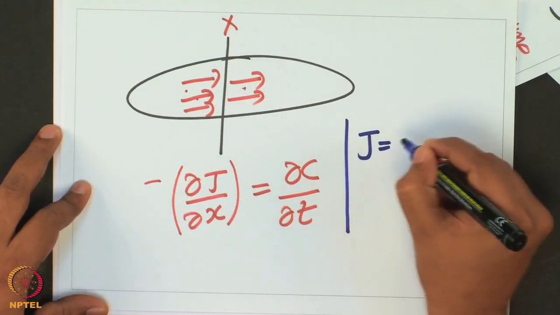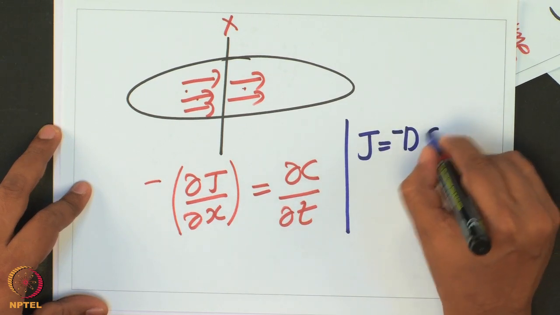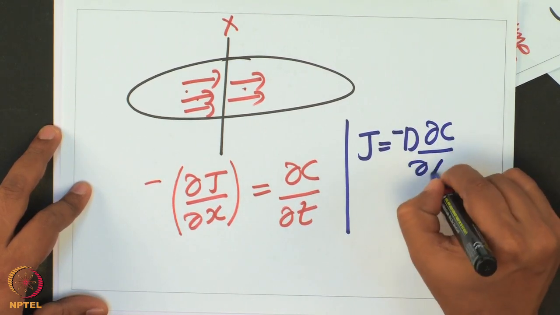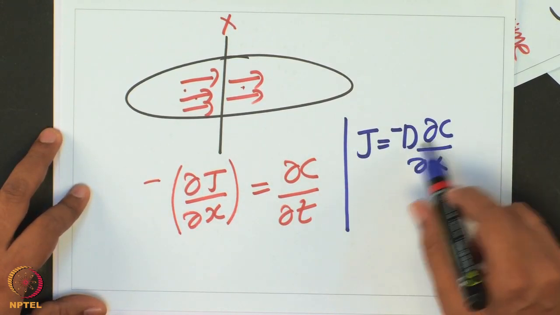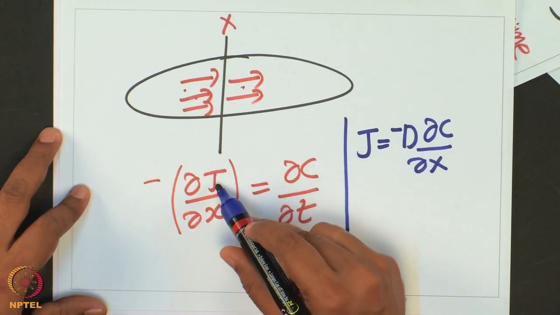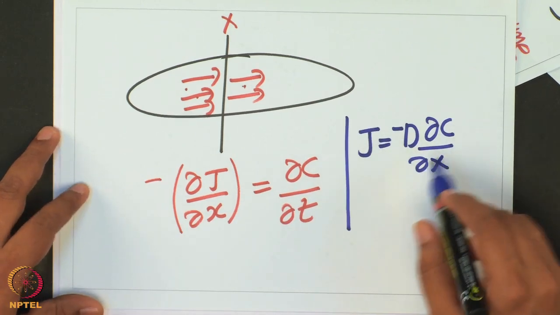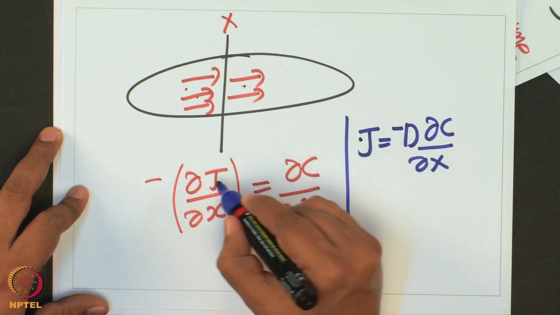So this is possible. Now we also already know that J is minus D del C by del x. If you just take the magnitude, this is the magnitude and x cap is the direction. So the magnitude is minus D del C by del x. So if I substitute this J here, let us substitute this J in this equation.